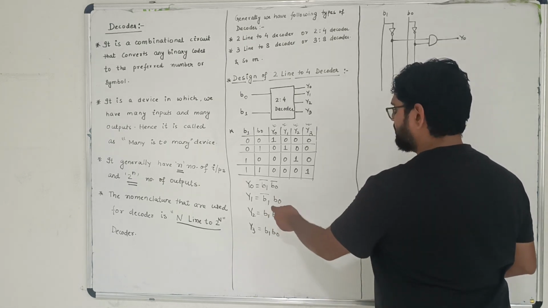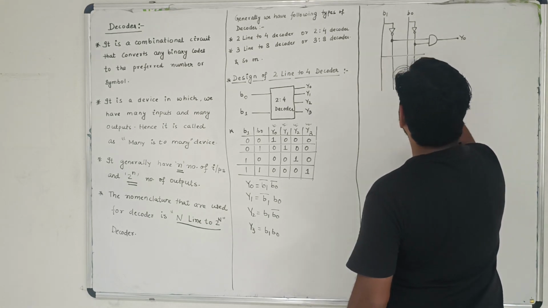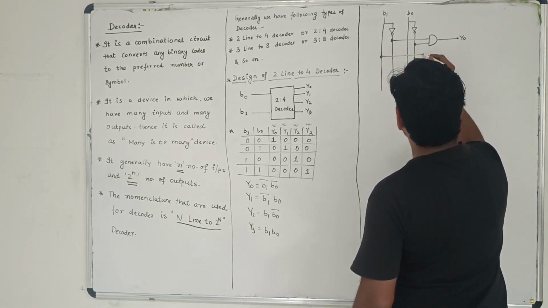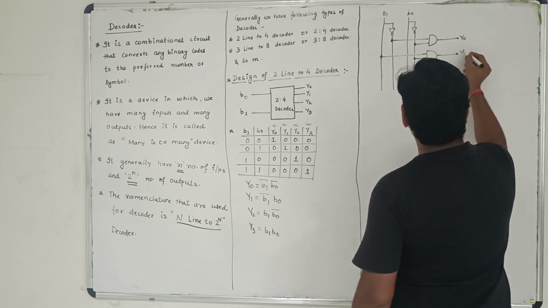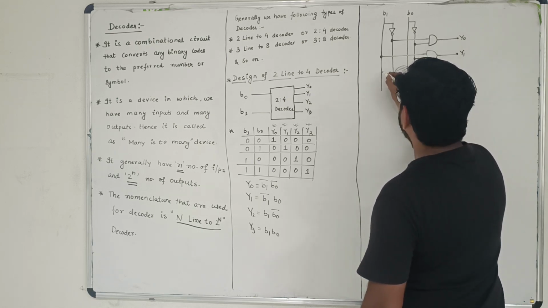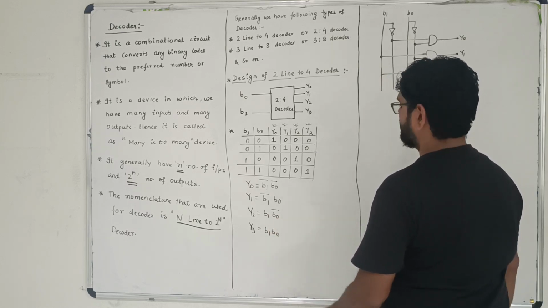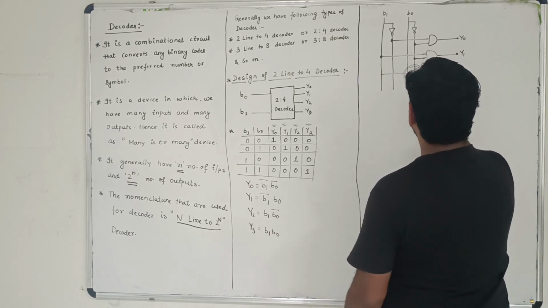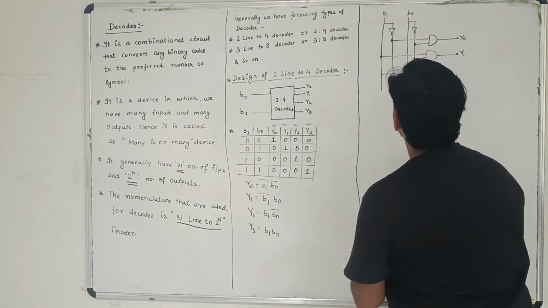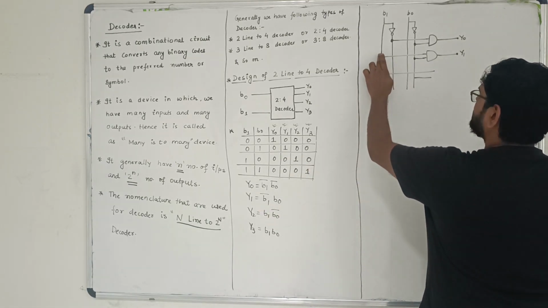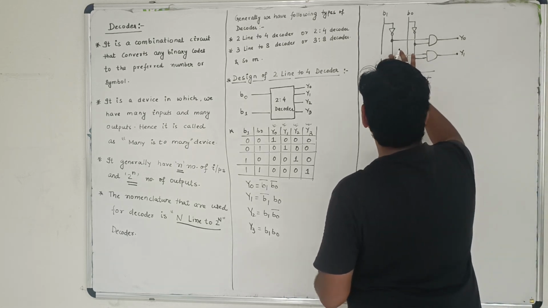Then the second one is B1 bar, B0. So take B1 bar from here, B0 from here. Just put a dot so that it will be easier to recognize. Put an AND gate over here. This is your Y1. Next, it is B1, B0 bar. Take B1 from here, and B0 bar from here. Just a minute. B1 bar is there, so this was a mistake. Just change it.